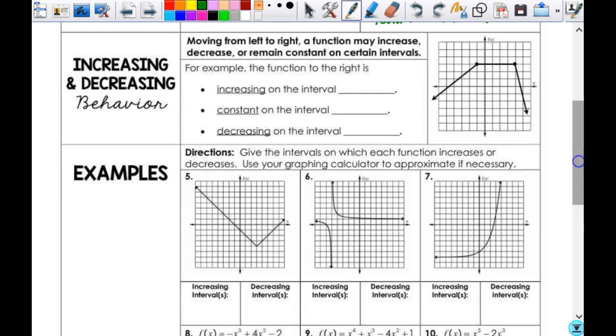Okay, increasing and decreasing. So moving left to right, a function may increase, decrease, or remain constant on certain intervals. This is not a difficult concept.